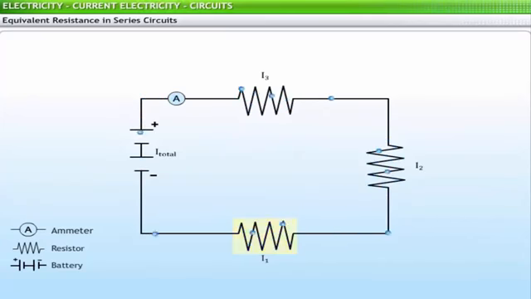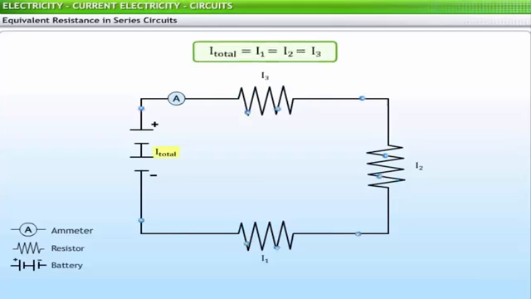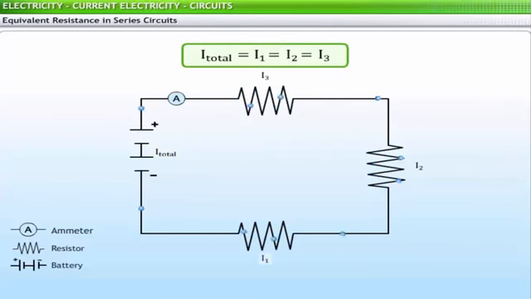The current in the first resistor is equal to the current in the last resistor and the current in the battery. That is, the total current passing through a circuit is equal to the current at any point in the circuit. Mathematically, you can write I total is equal to I1 is equal to I2 is equal to I3.